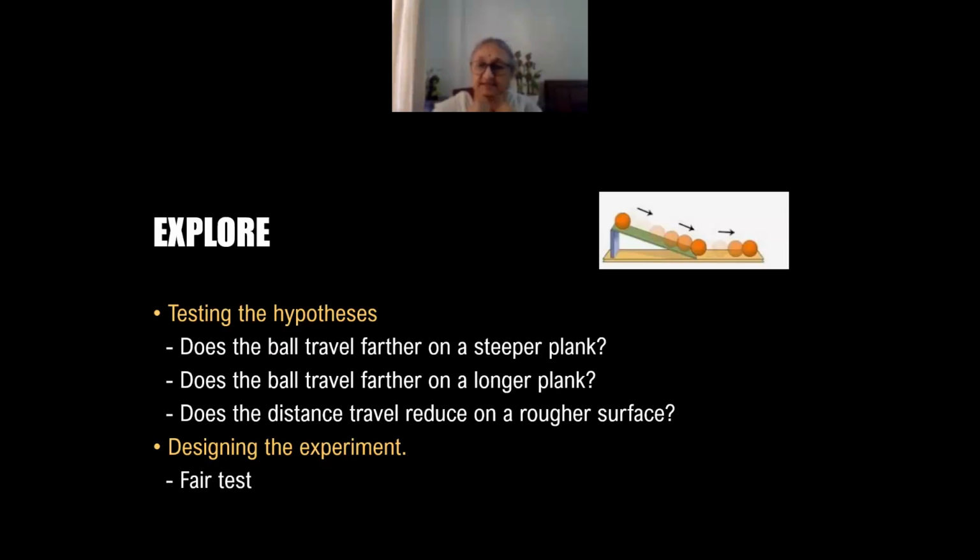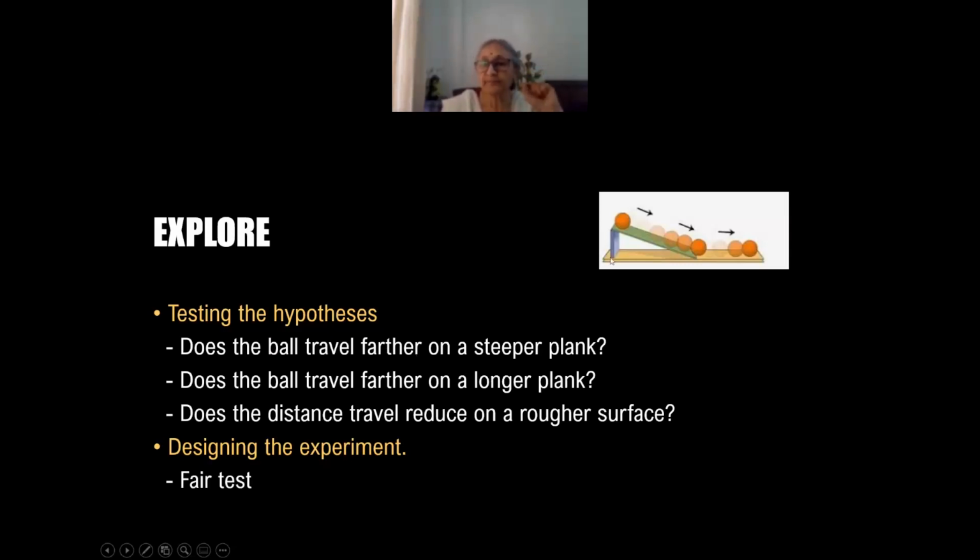A fair test is a test in which the only variable that you are going to change yourself is going to be the independent variable. And then you will see its effect on another variable, which is called the dependent variable. So supposing the children want to test the first hypothesis: does the ball travel farther on a steeper plank?